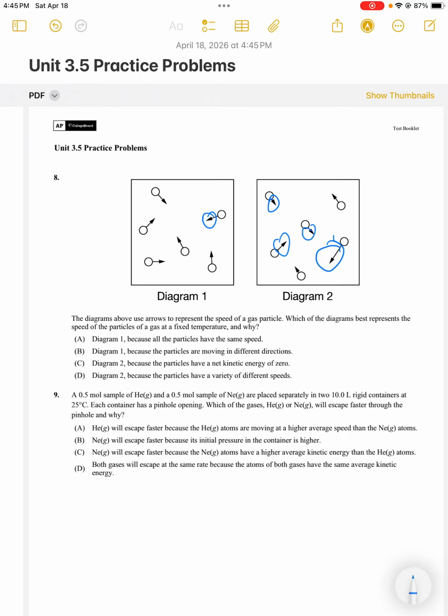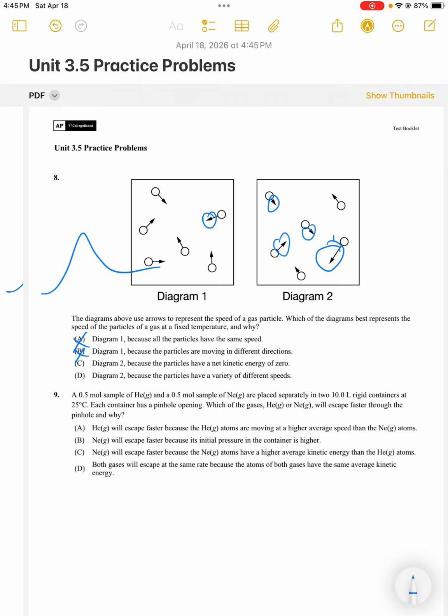You're always going to have a distribution of speeds. That's why these curves are like this. You know, they're not just a single peak. They don't just go up and down with everybody moving at one speed. They have a broad range that meets at an average. So diagram 1 is out. It's diagram 2. Let's look at why.